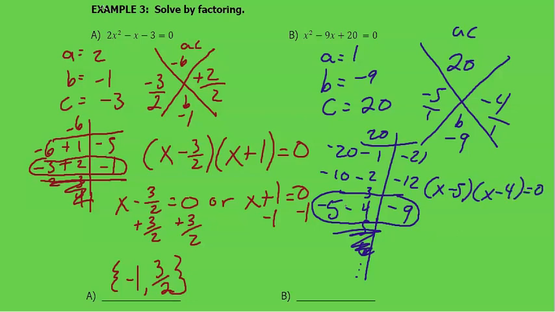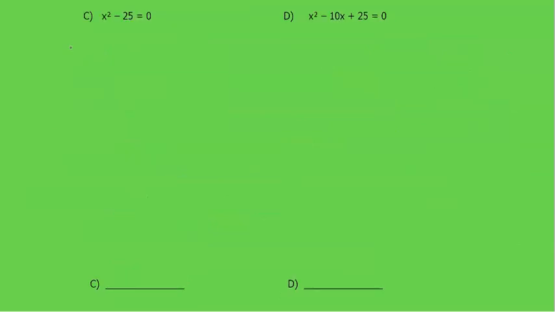Use your zero product property. Set each one equal to 0 separately. So x equals 4 and x equals 5. Those are your two solutions. Alright, 2 more examples.